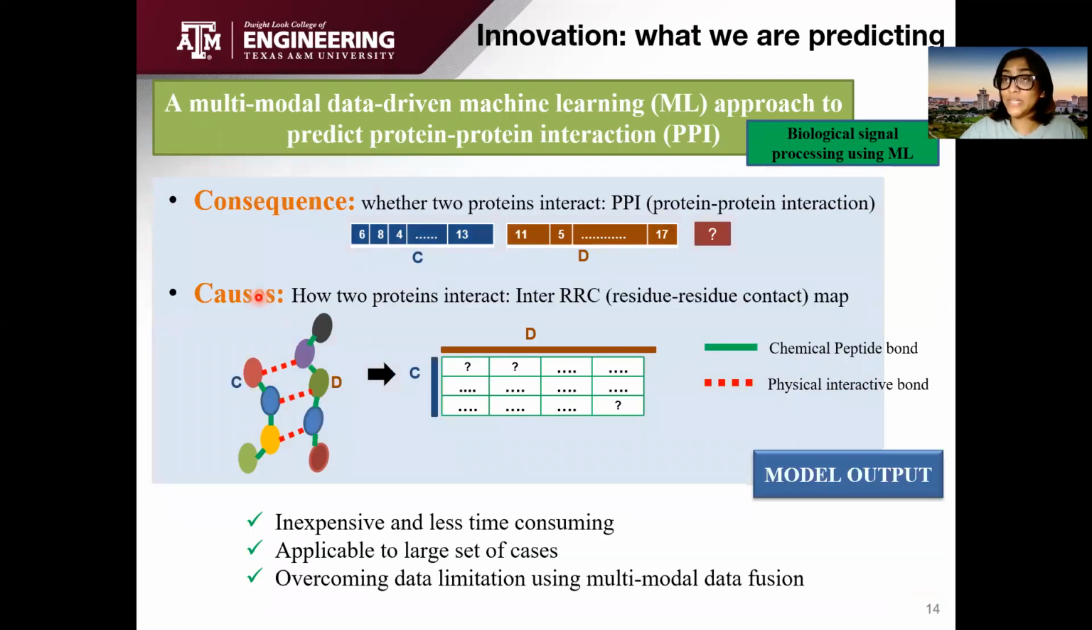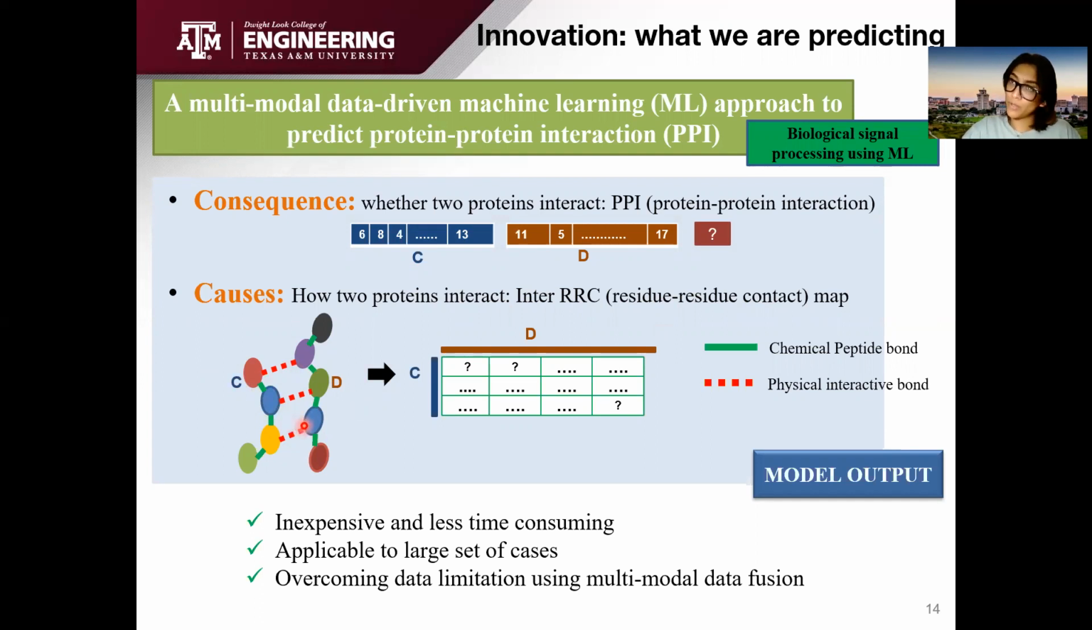So what are we trying to predict? What would be the output of the model? Number one, we're trying to predict the consequence, whether two proteins interact or not. We also call it PPI, protein-protein interaction. For example, given proteins C and D, is it a 0 or 1? Number two, we're also trying to predict the cause, or how two proteins interact. We call it the inter-RRC, or inter-residue-residue contact map. Given proteins C and D, which residue positions have these physical interactive bonds and where do we not have them?